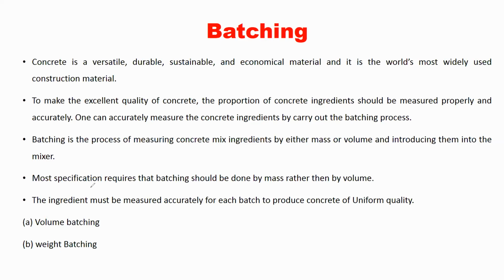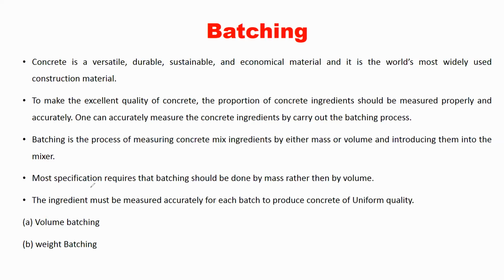Okay, so batching by mass, or taking the ingredients according to the measured weight, is more preferable compared to taking the ingredients by volume. So how can you differentiate between mass and volume?